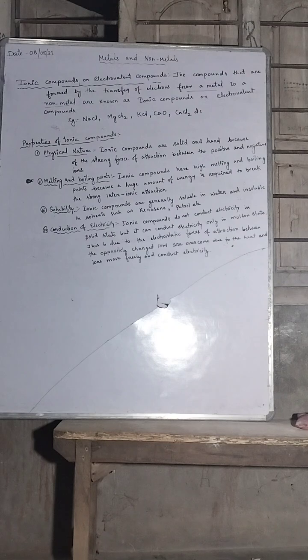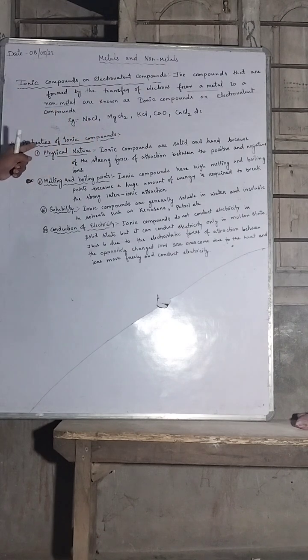Next we have to know the properties of ionic compounds. What are the properties of ionic compounds? This topic is very important for your SSLC examination. There are mainly four physical properties. Also remember that here it is physical property, not chemical property, of ionic compounds.